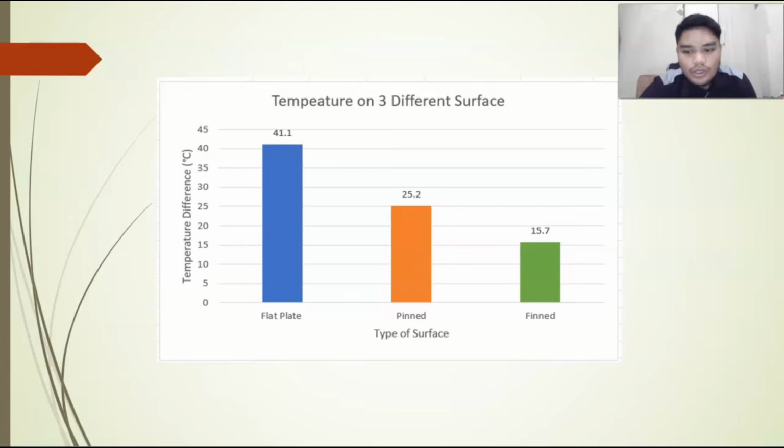We know the fin type and pin type surface, the heat can be distributed to the surface and promote turbulence within the flow channel and enhance the convection of the heat transfer, while the flat surface hardly performs heat transfer and convection on the surface, thus creating a high temperature on the surface.